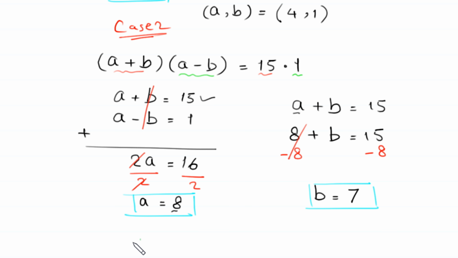So the final set of solutions of a comma b is equal to, first pair is 4 comma 1 and the second pair is 8 comma 7.